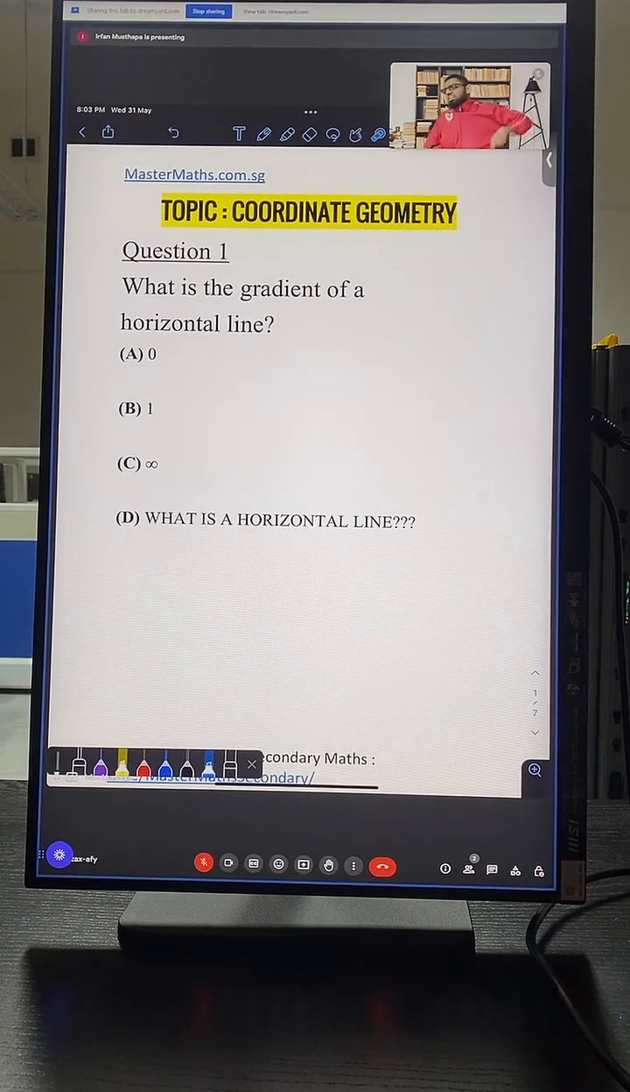What's your option? A, B, C, D. Who doesn't even know what is a horizontal line? Some of you maybe not so sure about that.